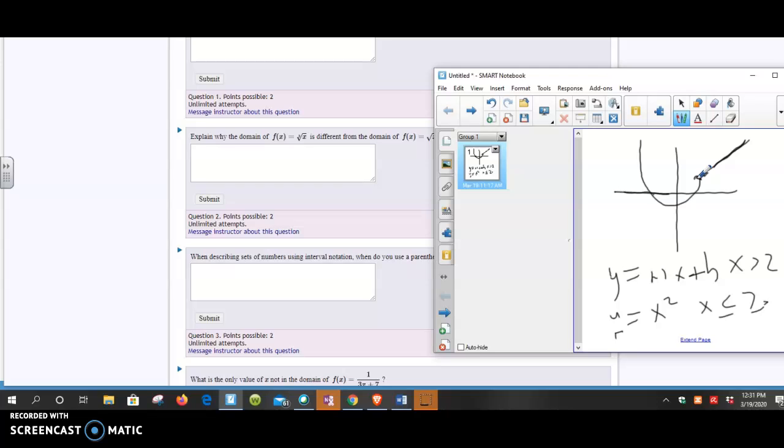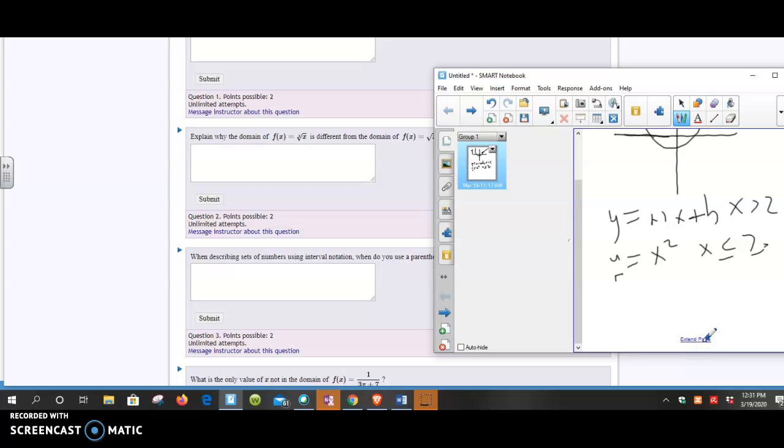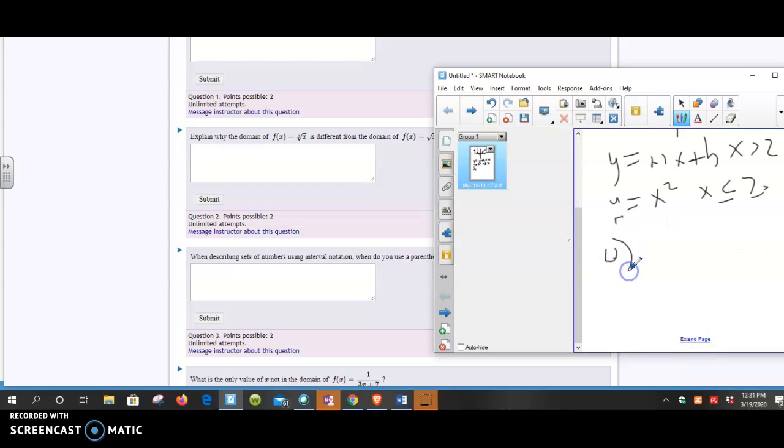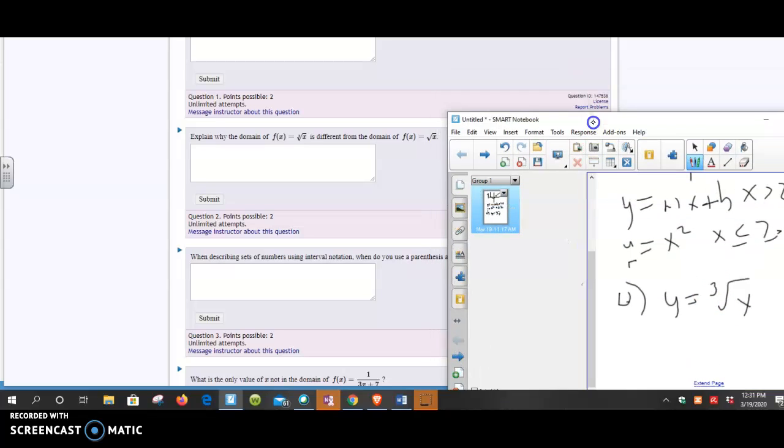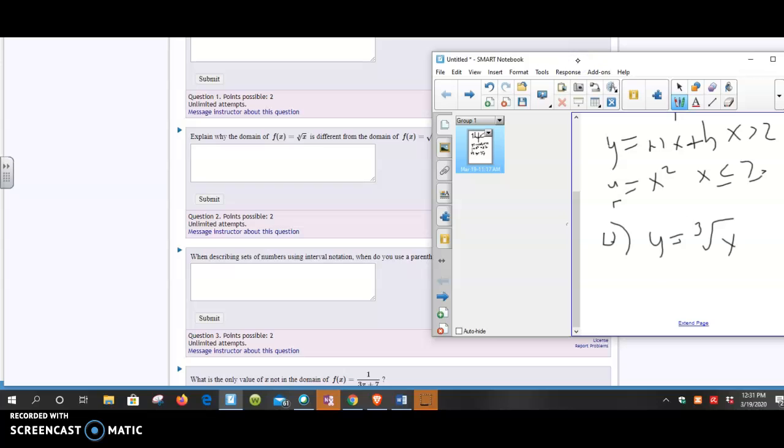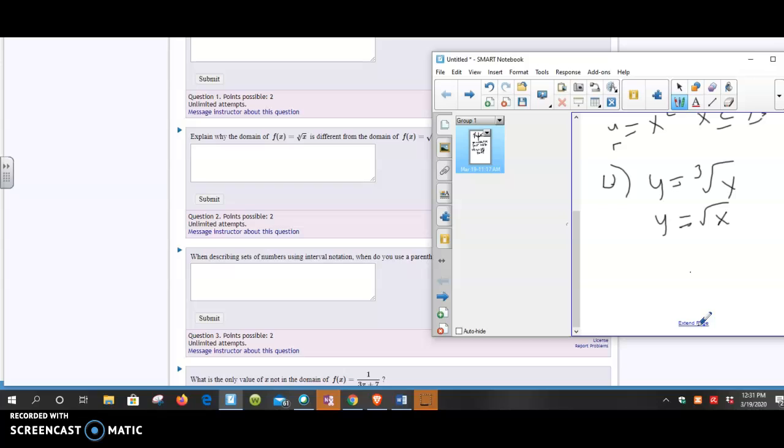Now, the next one asks us to talk about the domain of y equals x cubed, y equals, oh, not cubed, y equals the cube root of x, and y equals the square root of x. Now for those, the domain, so again, domain, what does that mean? That basically means that what number could x be? Well, in the case of y equals the cube root of x, I could have a negative or a positive in there. So that's going to be negative infinity to positive infinity.